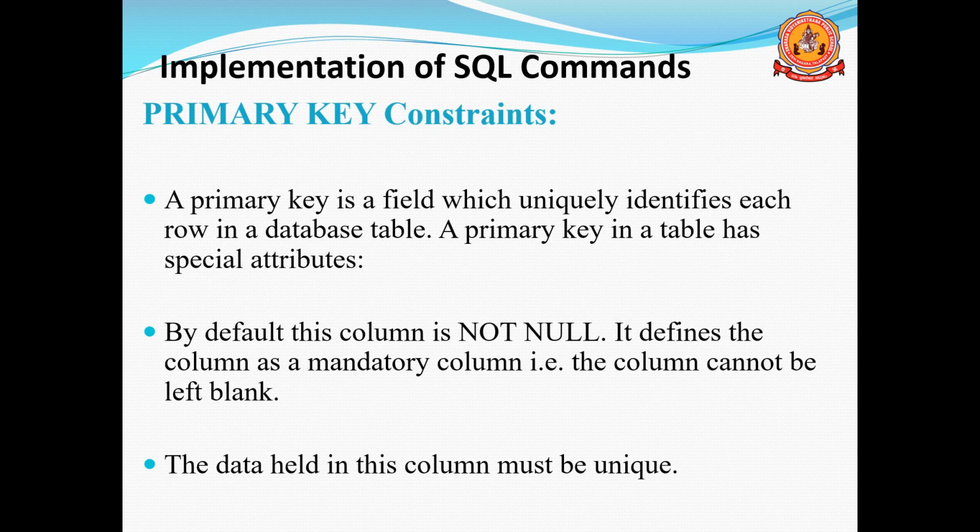Next important one is the primary key constraint. A primary key is a field which uniquely identifies each row in a database table. Remember, if you are going to use the primary key, that will uniquely identify each row.